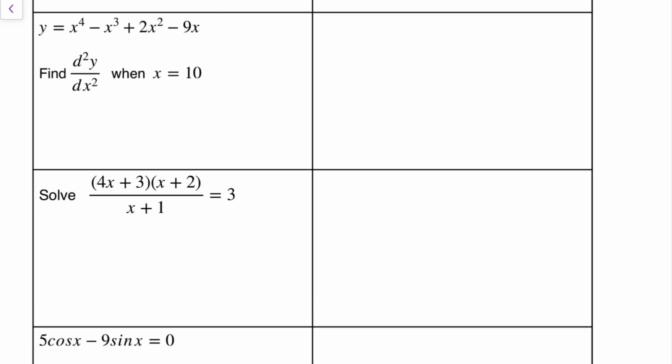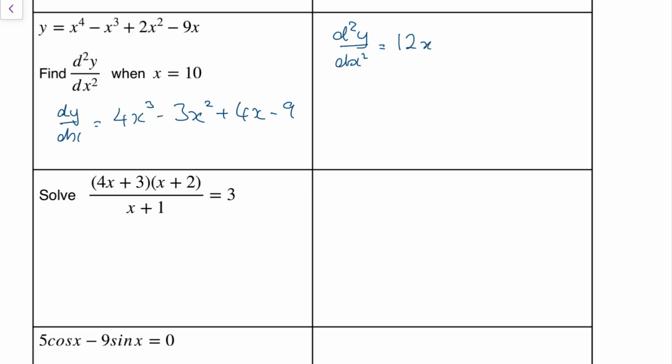Next one. y equals this thing here. Find d2y/dx2. So basically just saying, can you differentiate y? Let's do it neatly down here. dy/dx is equal to 4x cubed minus 3x squared plus 4x minus 9, which means d2y/dx squared, the second differential, is equal to 12x squared minus 6x plus 4. And I want to know what that value is when x equals 10.